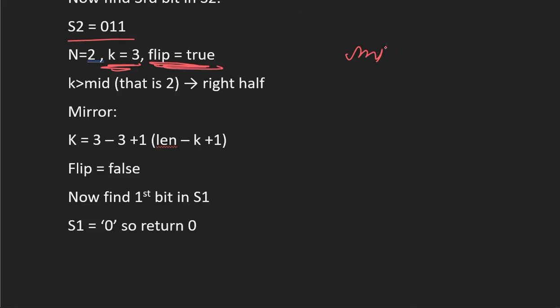But what is the mid of S2? Mid of S2 is 2, because we are starting from 1, 2 and 3. So mid is 2. So again our k is greater than mid. That means again we are in the right half.